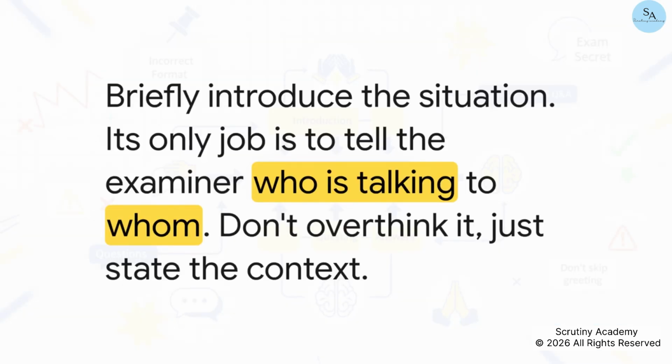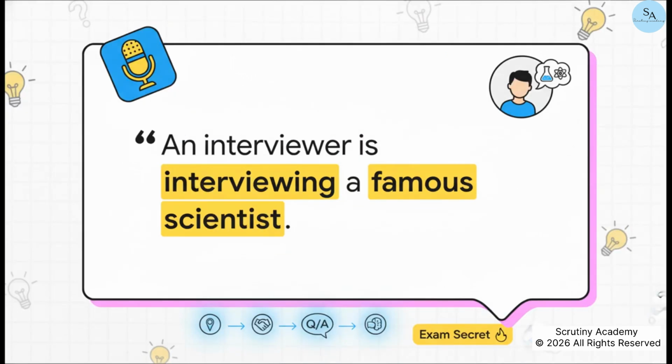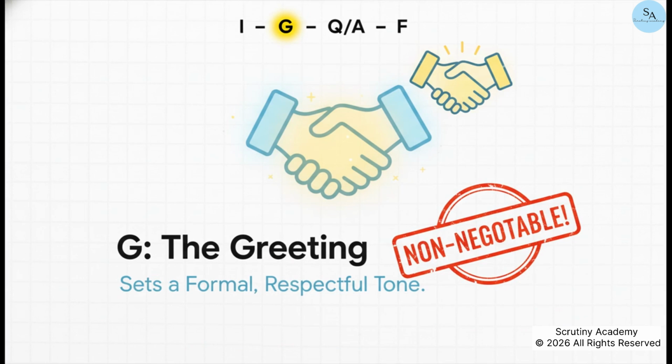Okay, so starting with I for introduction. This is just one little sentence right at the top. Its only job is to tell the examiner who is talking to whom. Don't overthink it, okay? Just state the context. For example, something like this: an interviewer is interviewing a famous scientist. See? It's clean, it's simple, and it immediately tells the examiner what's going on. A perfect start.